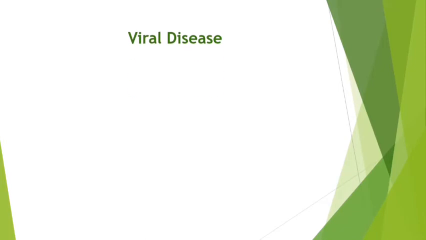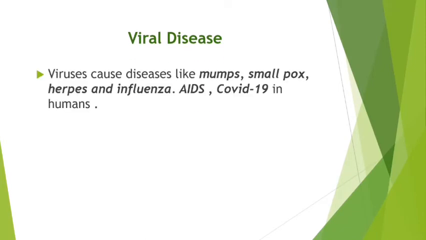Now my dear student, let us know some of the viral diseases. Viruses cause diseases like mumps, smallpox, herpes, influenza, AIDS, and COVID-19 in humans. So here are some examples of viral diseases seen in the human population. Mumps is a viral disease. Smallpox is a viral disease. Herpes is also a viral disease. Influenza is a viral disease. Then AIDS is a viral disease.